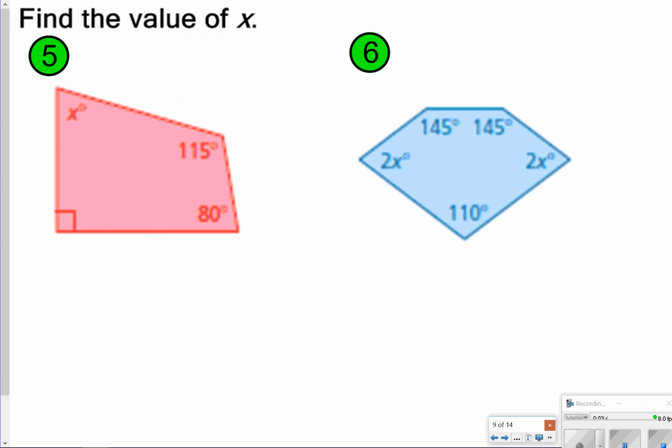The next two, you do need to be a little bit careful, especially with number 6. You're going to do the same thing here, so let's go ahead and pause the video. And you're just going to find the value of x for both of these.